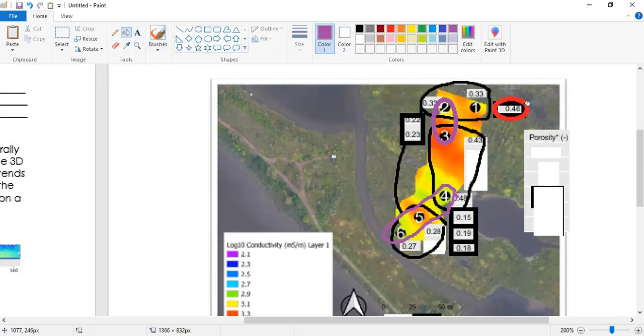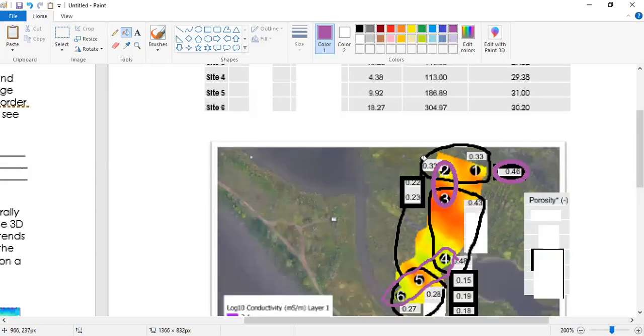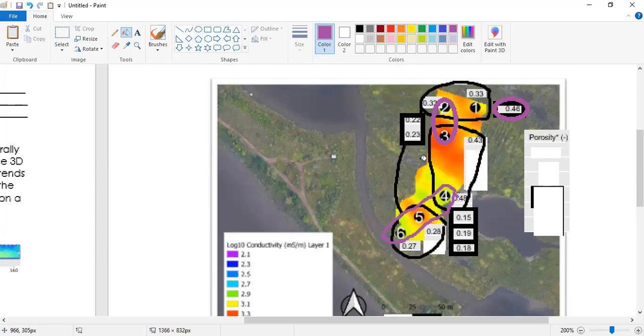They're different. What I saw in the thickness were 3 groups. What I see in the porosity are 3 different groups, where 1 is different from 2 and 3, which are different from 4, 5, and 6. So I want you to do this with all of these and see whether there is a correlation between these 6 sites and these 5 different parameters they have plotted.